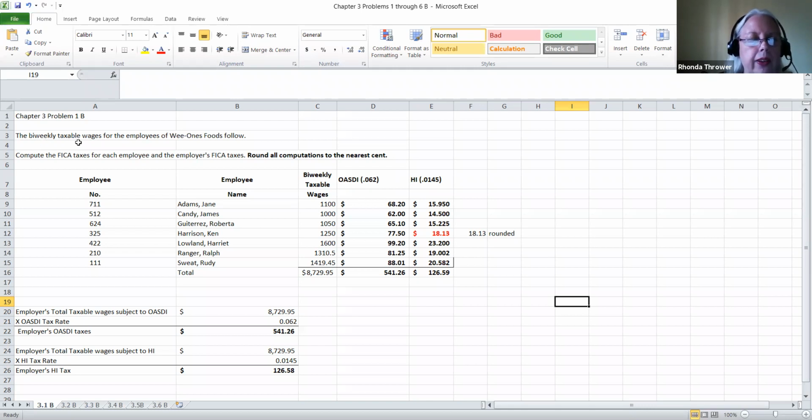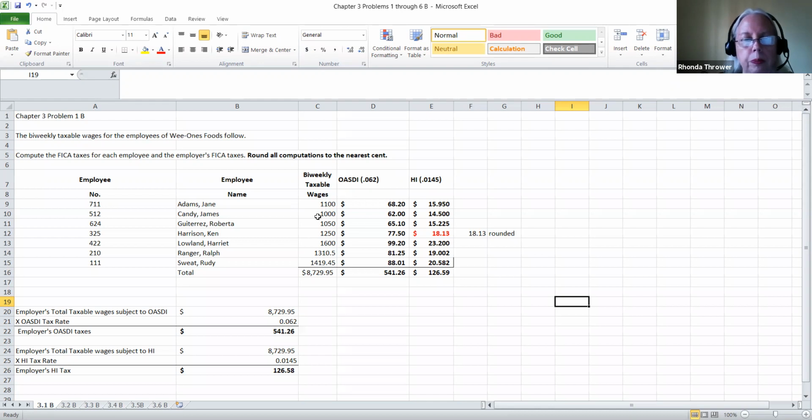So they're bi-weekly taxable wages for the employees of We1's Foods. And what we need to do is compute the FICA taxes for each employee and the employer's share of FICA taxes. And they want you to round the computations to the nearest cent. So what they've given us is a list of employees and their bi-weekly taxable wages.